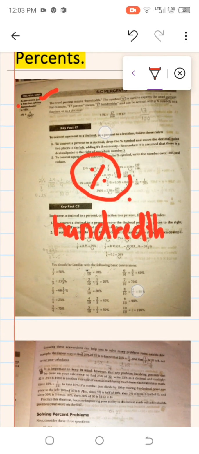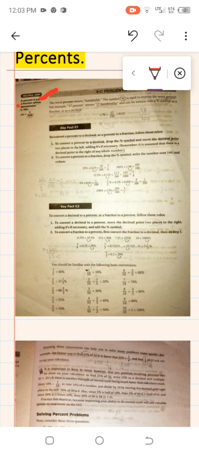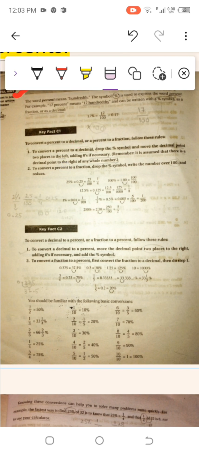So now let me tell you another thing. Here we have a key fact, key fact number 1. In this we have to convert a percent to a decimal. If we have any percentage value, we're going to convert it into a decimal. For a percent to a decimal we have two rules, and by following the rules we can solve this.